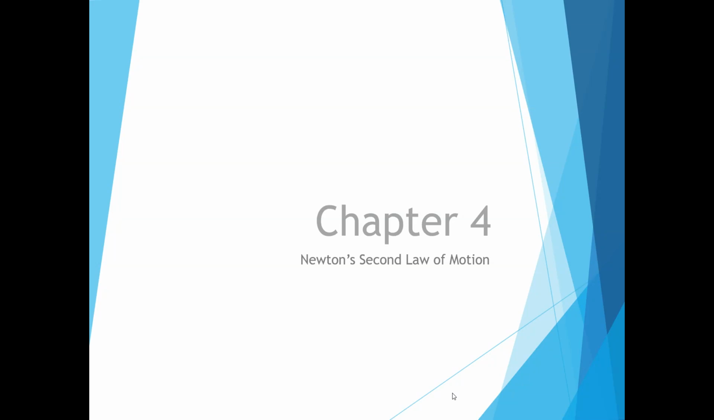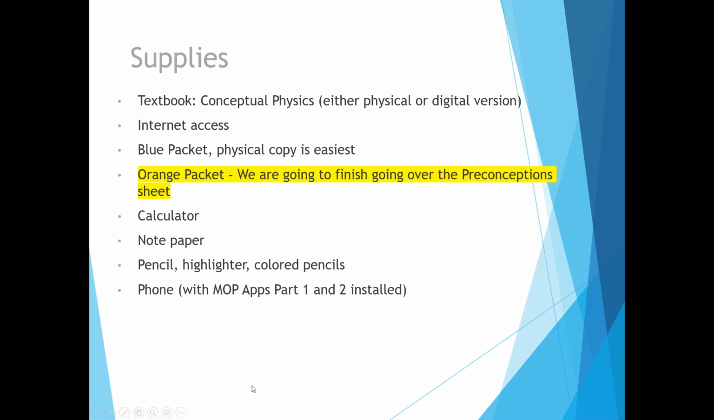So this is the first video of chapter 4 on Newton's second law of motion. I break this into quite a few different topics, but they're all interconnected and most of them are really short. So you're going to need your blue packet as well as your orange packet, because we're going to finish going over the preconception sheet. You don't need it for the very first topic. You're going to need it for, I think, topic number 5.